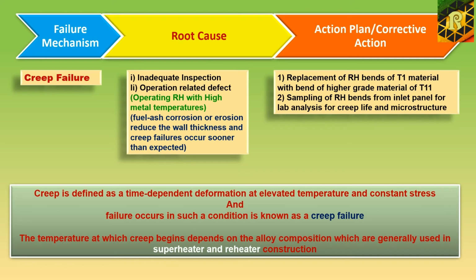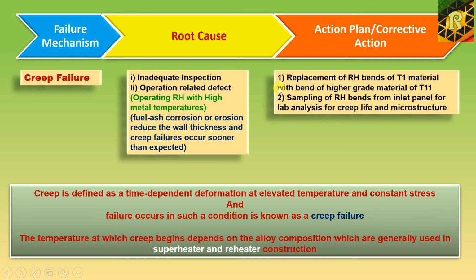Creep failure occurs due to overheating or overstressing the tube material beyond its capabilities for either a short-term or a long-term period. For example, operating the reheater with high metal temperature. Sometimes fuel ash corrosion or erosion reduces the wall thickness and creep failure occurs sooner than expected.